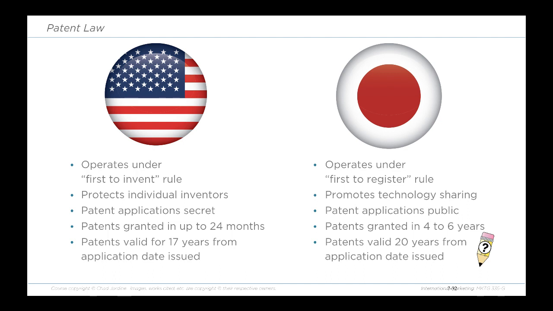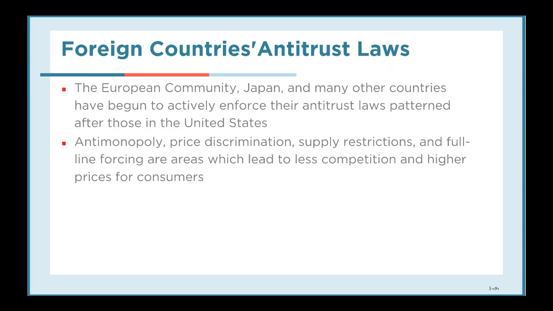So in Japan, it's first to register. So whoever got to the patent office first. The idea is that open source and open technology is better, that helps the common good. Patent applications are all public documents, so you don't even have to do a Freedom of Information request. It takes a long time to get them, so 4 to 6 years to get a patent. And then they're valid for a similar amount of time, 20 years instead of 17.